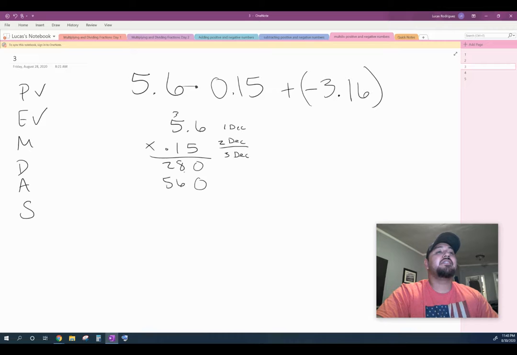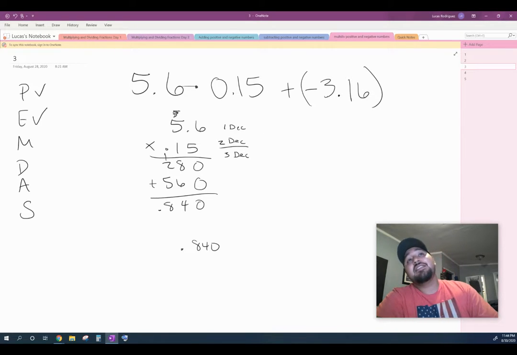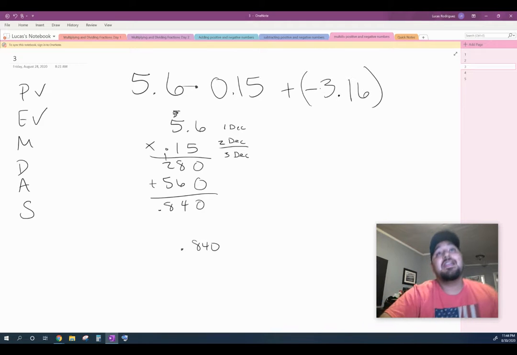This is going to be 56. 6 times 1 is 6. 1 times 5 is 5. That was for the last one. So now I'm going to add these. And it's going to be 0. This is going to be 14 and 5, 6, 7, 8. Move it over 1, 2, 3 times. So my answer for this multiplication is 0.840. Now I'm going to be adding this negative 3.16.